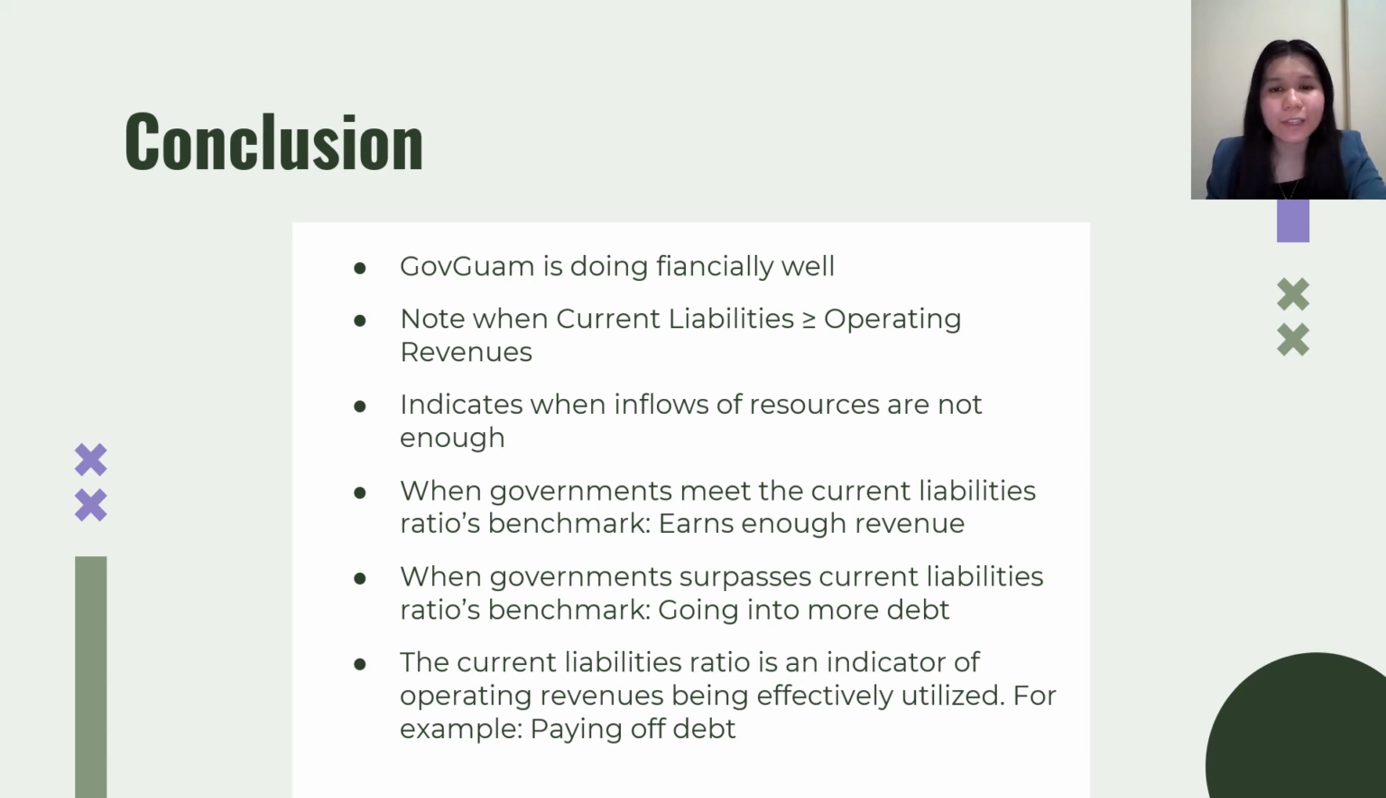The current liabilities ratio exhibits if there's a growth or decrease in either current liabilities or operating revenues, which becomes a warning sign if any potential fiscal crisis may occur and if a course of action must be planned. For example, preparing for the global pandemic. When governments meet the ratio's benchmark, it may suggest that the government is earning enough to continue the services provided to their citizens. If the current liabilities ratio surpasses the benchmark by a large amount, it may indicate that the government is not responsibly discharging debt.